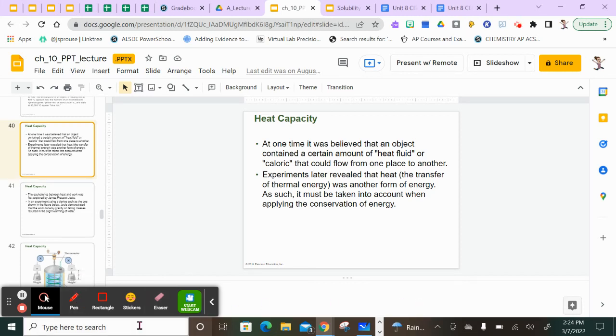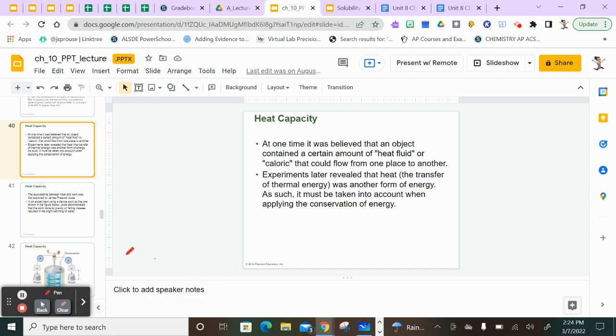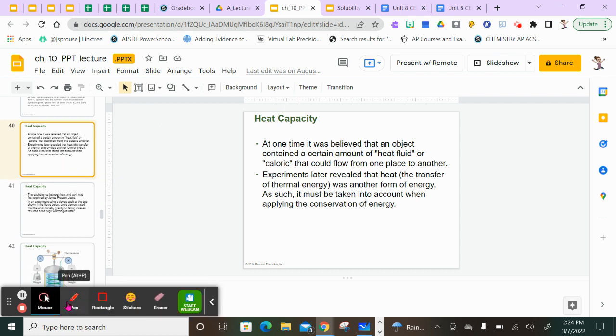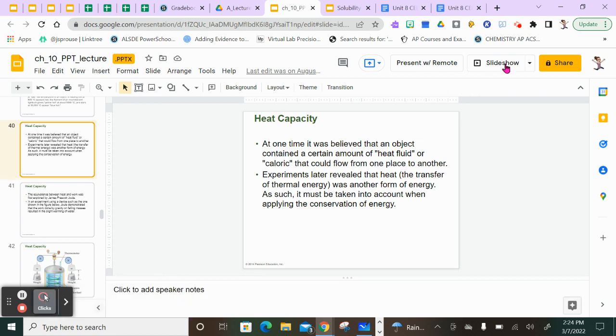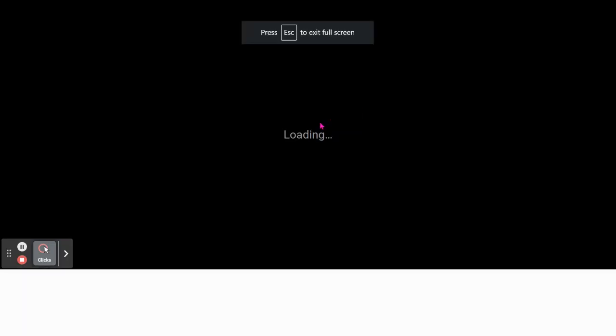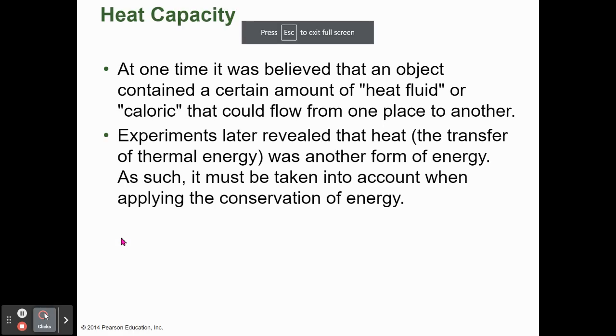All right, this is 10.3 heat capacity. So far we've been talking about changes in temperature, changes in how things expand and contract when they're heated, and the different temperature scales that we have: Kelvin, Celsius, and Fahrenheit. So now we're going to look at heat capacity.